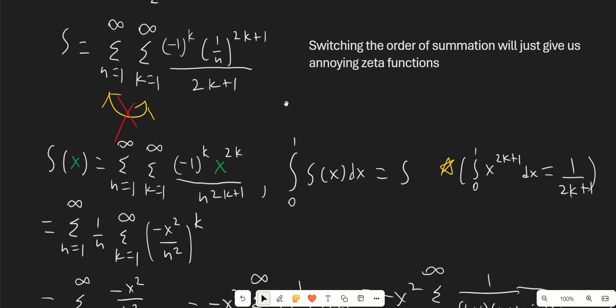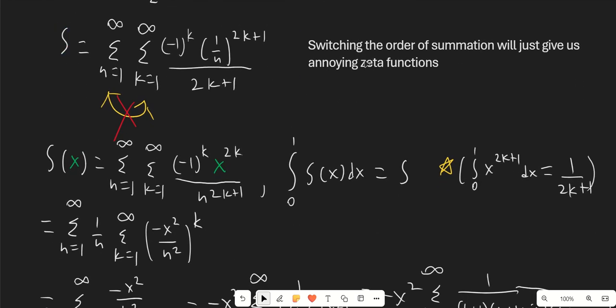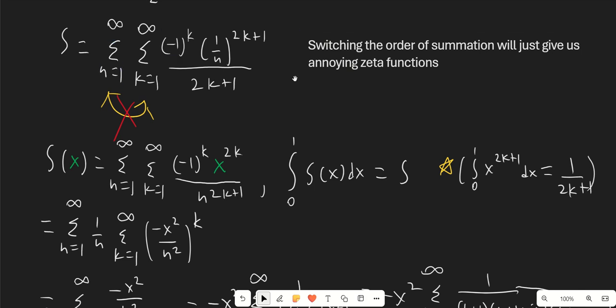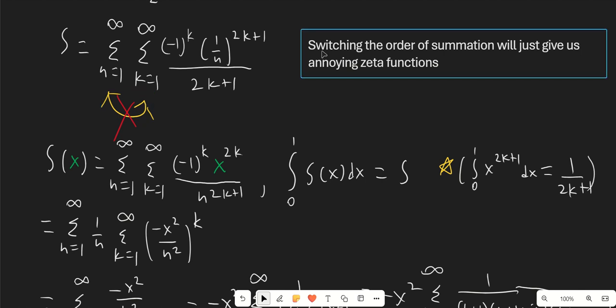To evaluate S, the first thing I always think of when I see double summations is, okay, let's switch the order of summation and see what it gives us. That actually doesn't help in this situation because it just gives us annoying zeta functions, and when you have a zeta function, the way you usually solve it is you switch the order of summation. So that doesn't really help us at all.